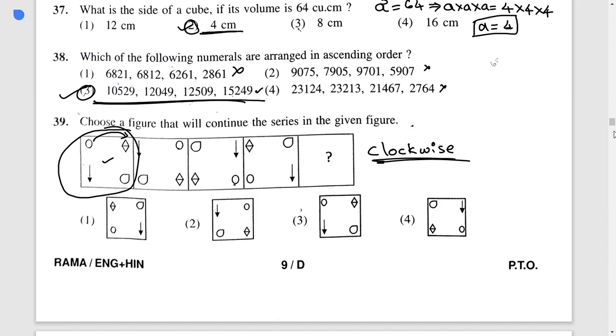This figure, it is not there. It is also not there. This one is correct. This one is not correct. So same block is similar to third one. So circle is there. Another this figure is there. Leaf like symbol is there. Arrow is there. So option 3 is right here.